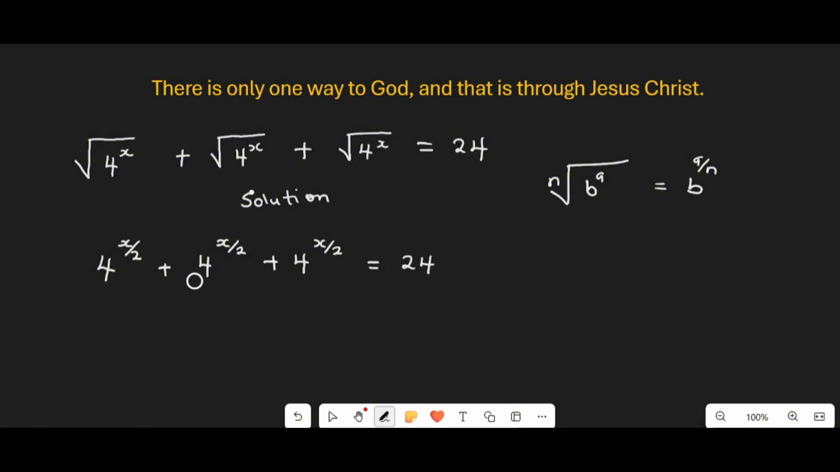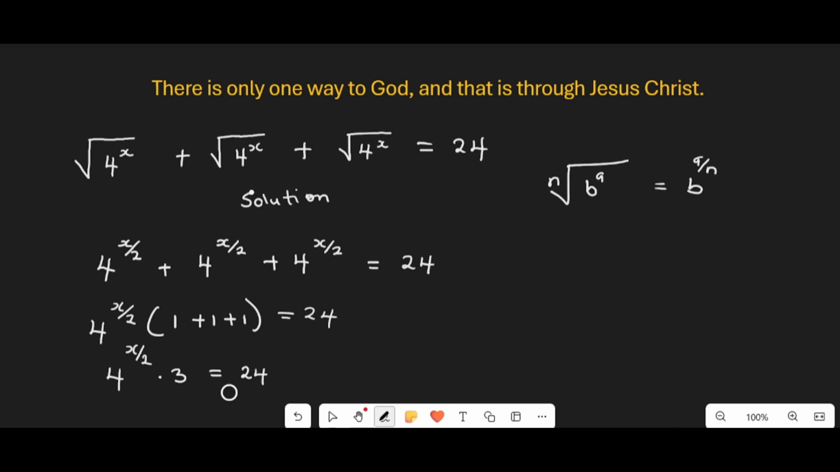On the left hand side, let us factor out 4 raised to power x over 2. 4 raised to power x over 2, 1 plus 1 plus 1. Because if we multiply it back, we are going to get this equal to 24. 1 plus 1 plus 1 will give us 3. So 4 raised to power x over 2 multiplied by 3 equal to 24.